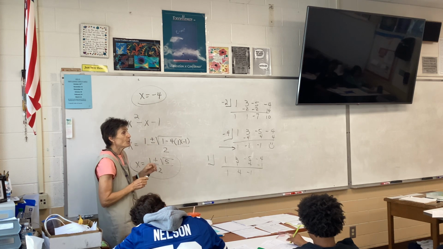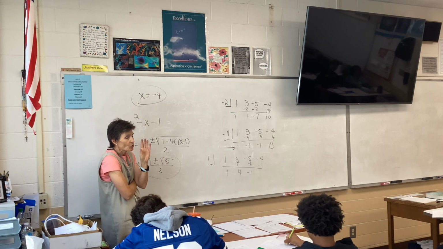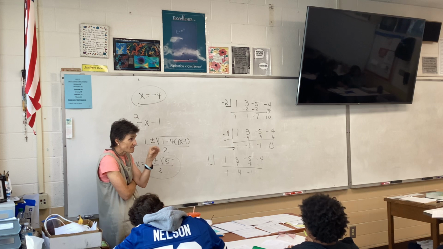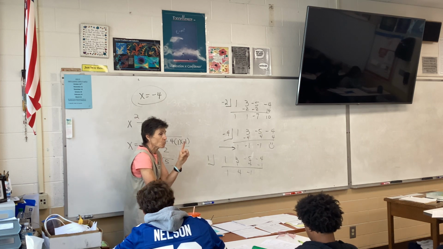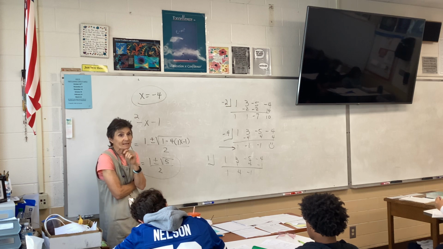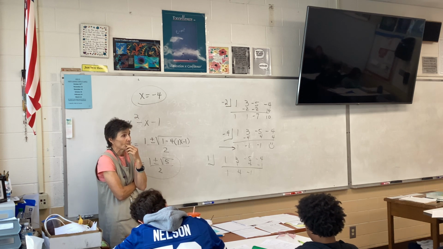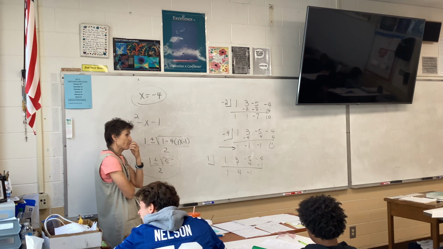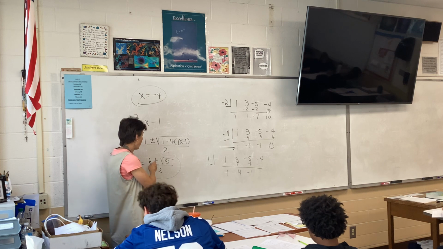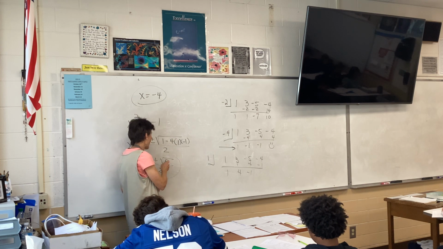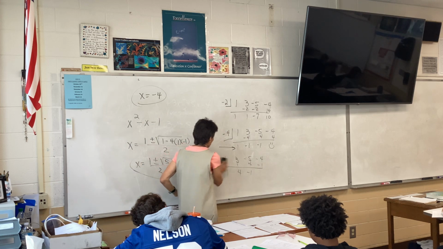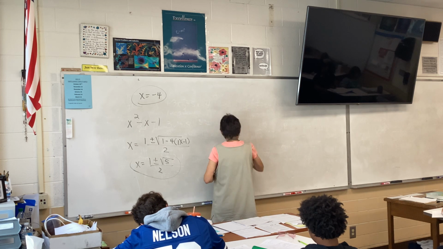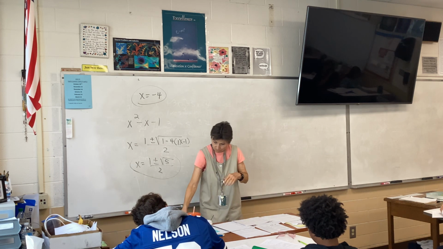Now, could you find these roots on your calculator by graphing and finding the zeros? You could, but what's wrong with that? They wouldn't be exact, right? They're going to be decimals. So if you want exact roots, you're going to have to do it by hand. 1 plus root 5 over 2 is some decimal, 1 minus root 5 over 2 is some decimal. But those would be rounded off because root 5 is an irrational number. All right, so that one's done.